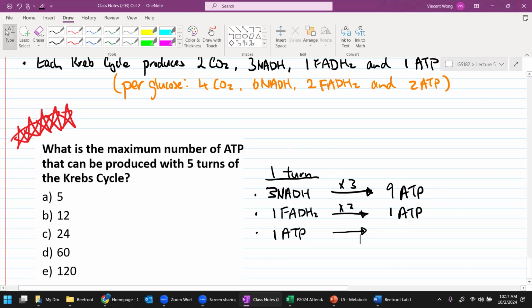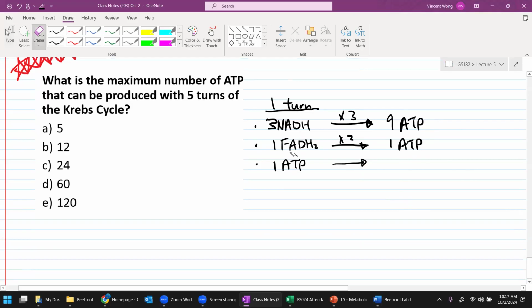And then, how many ATP here? 1 ATP. Oh, 1 times 2 is 2. I got to talk to my math teacher. 1 times 2 is 2. Okay, thank you. 9 plus 2 plus 1. What does that give you? 12. That's right. 12 ATP.